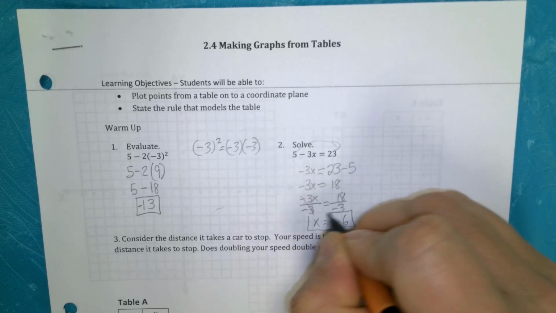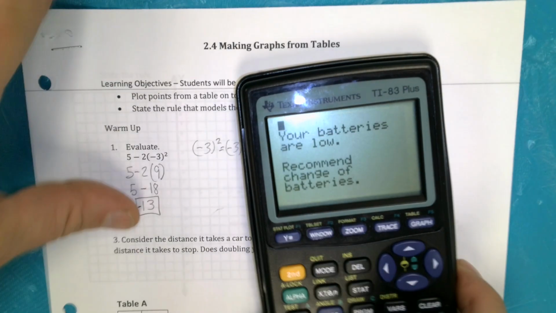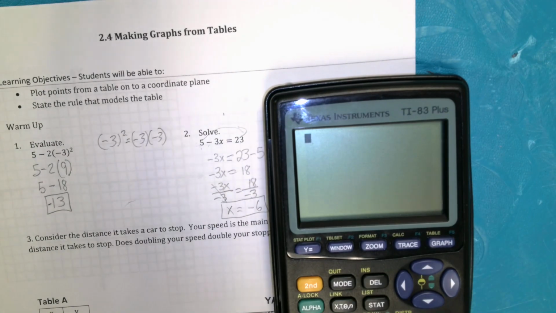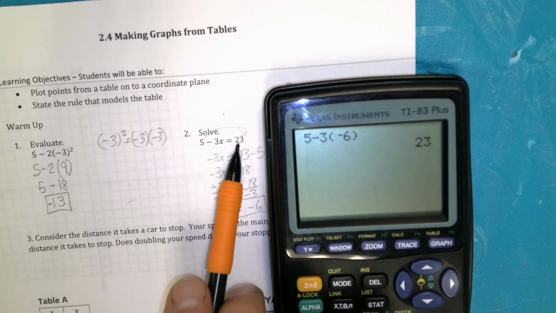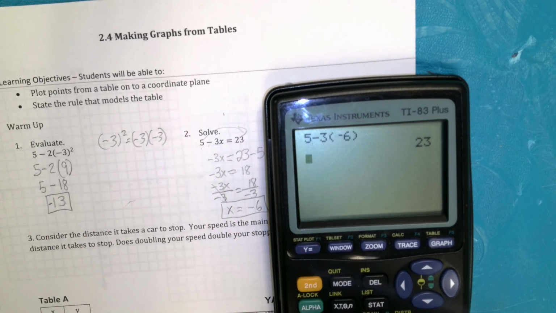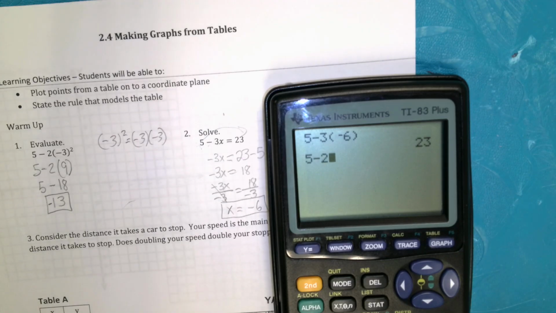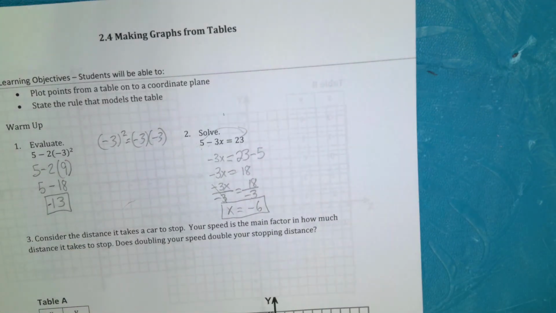Is our answer correct? Remember, we can always run these through our calculator. So I'm going to pull a calculator up here. I'm going to do 5 minus 3, and then we said negative 6 is our answer. So I'm going to put a negative 6 in parentheses, and I get 23, which confirms the value on the right side. While we're here, might as well just run this through. 5 minus 2, parenthesis, negative 3 squared. That's the problem that we had in number 1. And negative 13 is confirmed. All right.